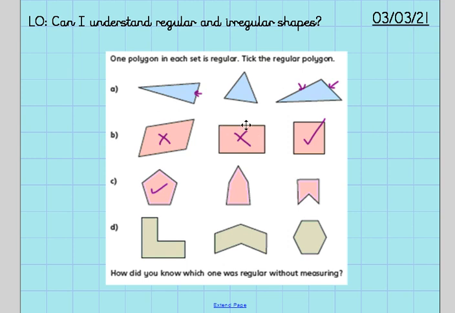And we discussed that this rectangle has got all the angles the same, but we noticed that all the sides weren't the same length, so we couldn't call it a regular shape. So the square was the only one that's regular.